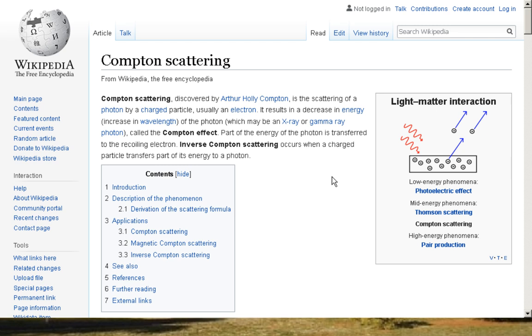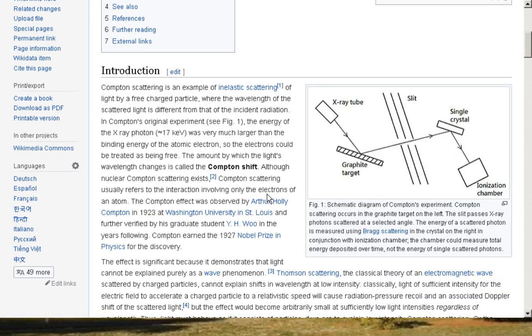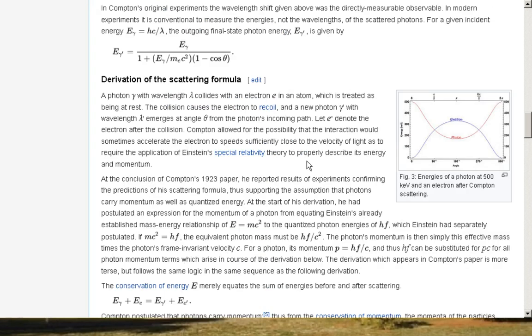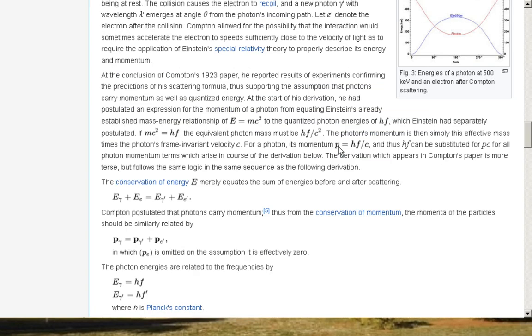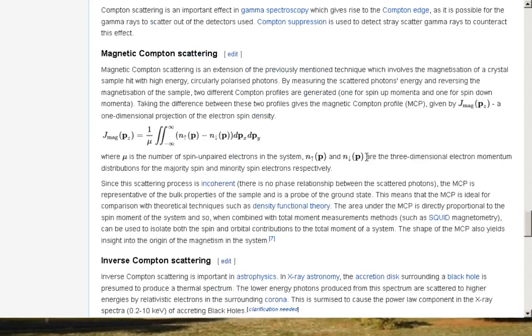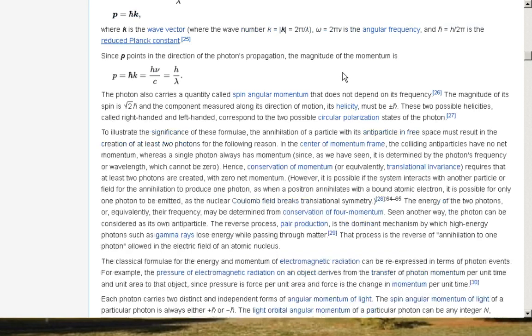So Compton scattering, these are, see, there's your slit there. It talks about X-rays, but in reality it also has to do with energy of a photon at 500 keV and an electron after Compton scattering. That's 500,000 volts. Back to the photon here.